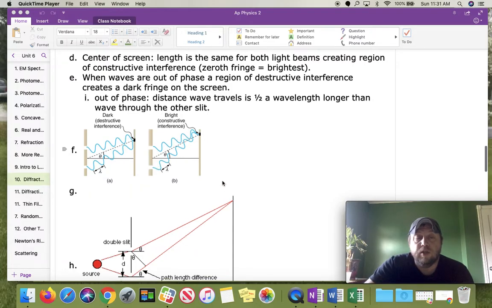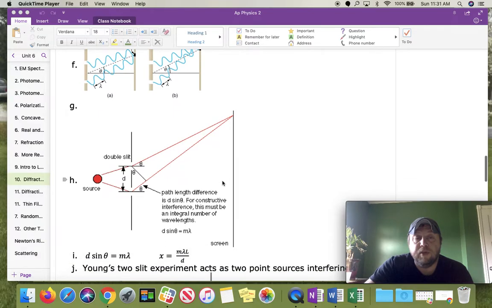Okay, so what we can do then is we can simply draw a triangle. If we consider this to be our first order maxima, so we have our zeroth fringe here, we have our dark fringe here, and we have our first order maxima here. If we trace these lines out, we end up with a triangle that looks like this.